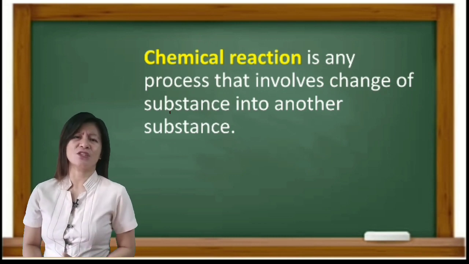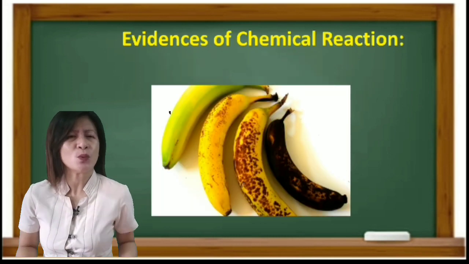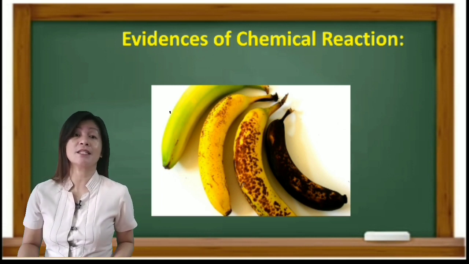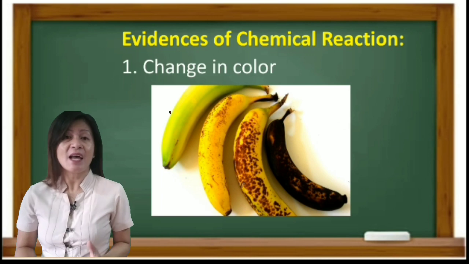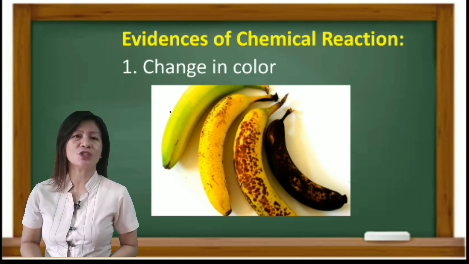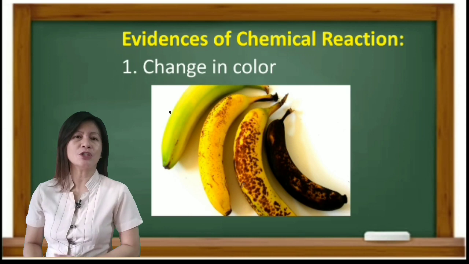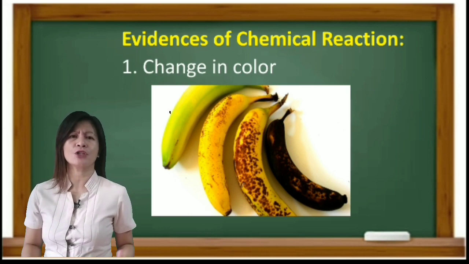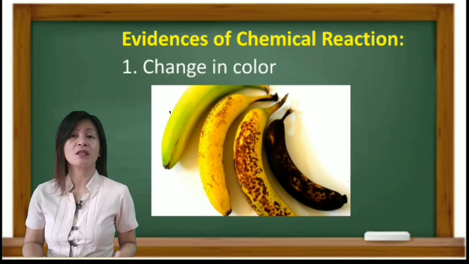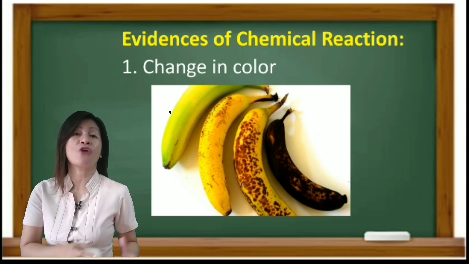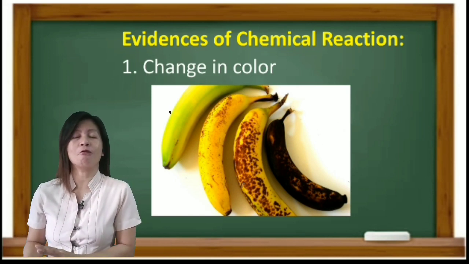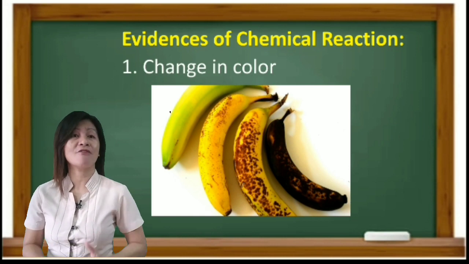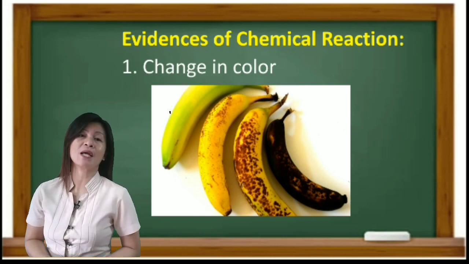So what are the evidences of chemical reactions? When can we say that a chemical reaction is taking place in a substance? So there are evidences or indicators. One is change in color. So you will see here that a piece of banana is changed from yellow-green to brownish. So that indicates that a series of chemical reactions have happened to the banana that made it change its color from being fresh-looking to rotten-looking. So change in color is one of the evidences or indicators of chemical reaction.